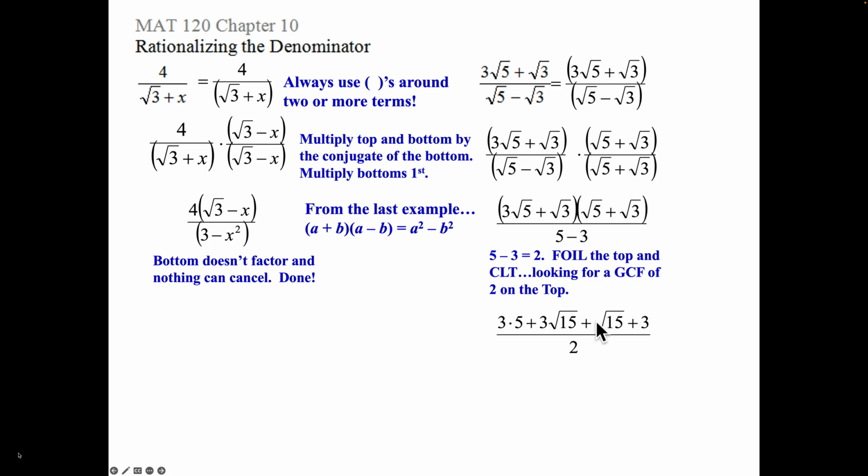Combine those together, that'll be 4 square root of 15. 15 plus 3 is 18. And 18 and 4 are both divisible by 2. So you could write this as 18 over 2 plus 4 square root of 15 over 2 and cancel it that way. Or you can factor out a 2 as the GCF and then cancel your 2's. Either one works, but there is your final answer. So the bottoms are going to be easy because of this rule. The top, we're going to have to FOIL out.